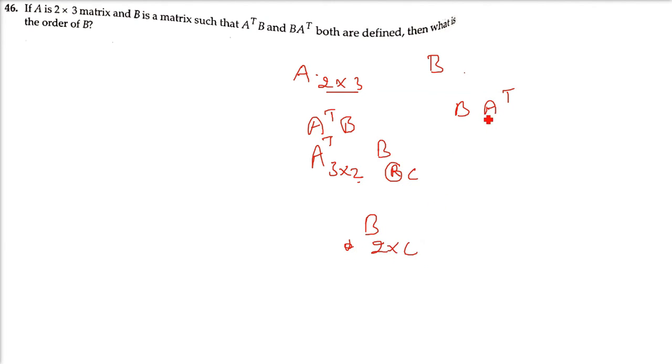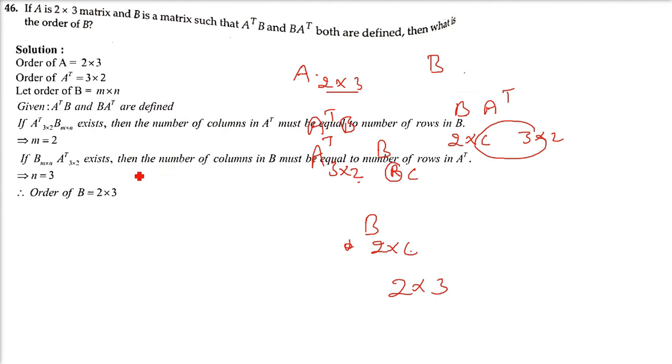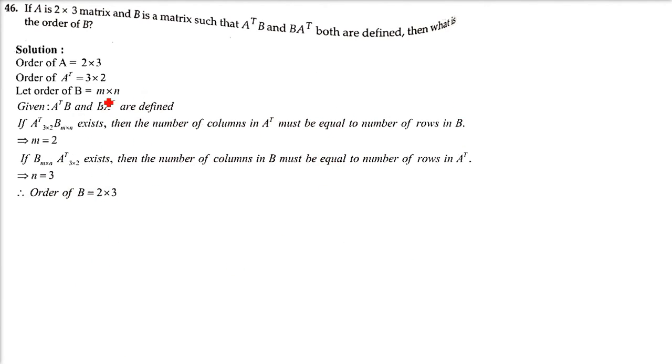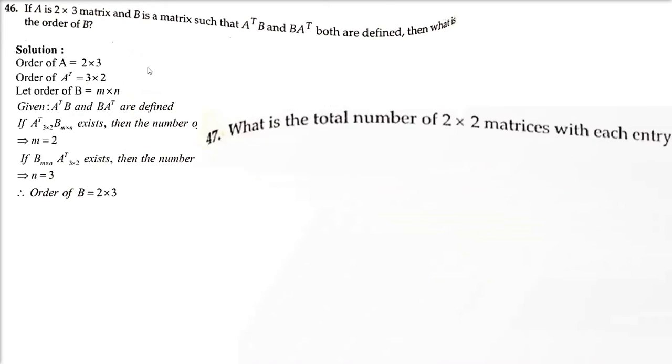Now B A transpose is also defined. B is 2 into C, C assumed to be column, and A transpose is 3 by 2. So since B A transpose is also defined, C has to be 3. So C is 3, row is 2, column is 3. So the order is 2 by 3. But you have to do it in this way, one by one step you have to take.